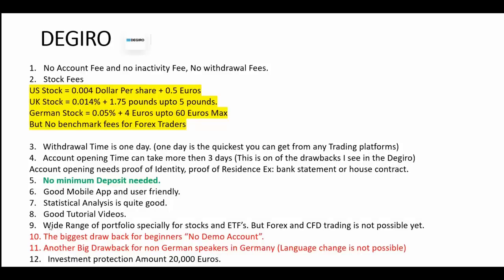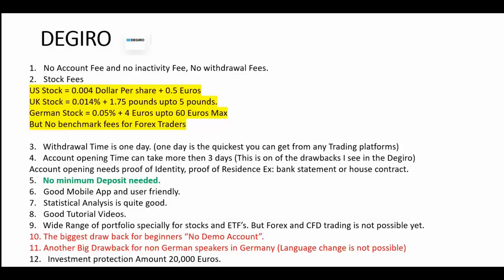So let's come to point 9, wide range of portfolios, especially for stocks and ETFs. It has a wide range of portfolios, especially for stocks and ETFs like Comdirect, but not for Forex and CFD trading. So you cannot do Forex and CFD trading, but anyways, I am not a big fan of Forex and CFD trading. Especially when you're a beginner, you should really not look into this.